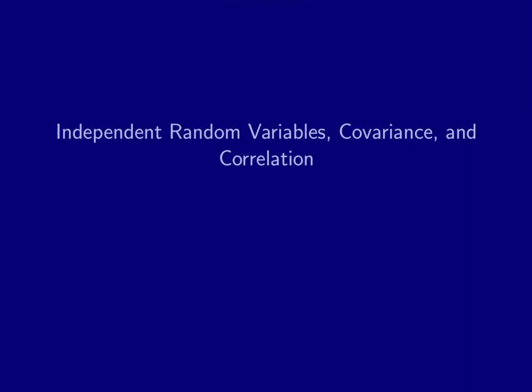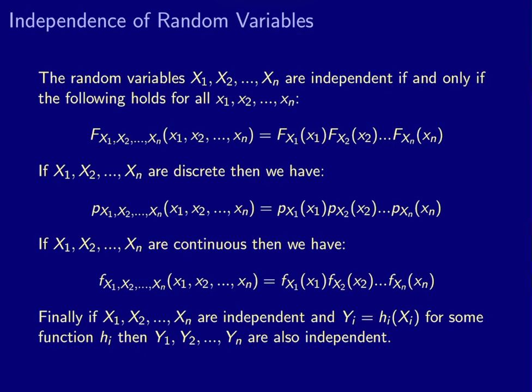So today we'll just be talking about independent random variables, covariance, and correlation. So we say the random variables X1, X2, all the way to Xn are independent if the joint CDF is equal to the product of the marginal CDFs for all little x1, little x2, all the way to little xn.